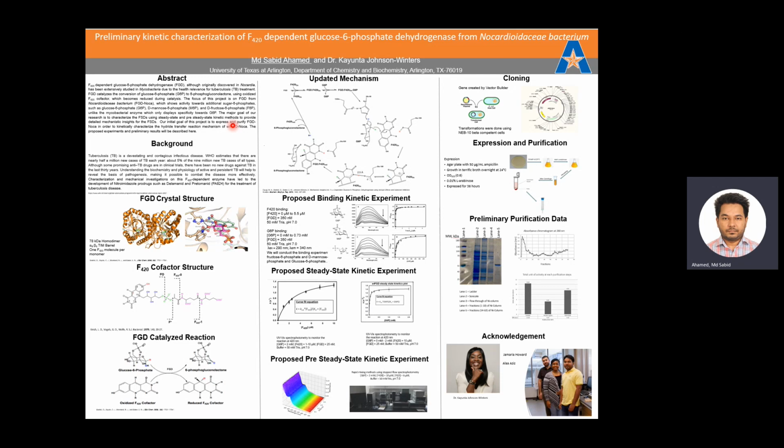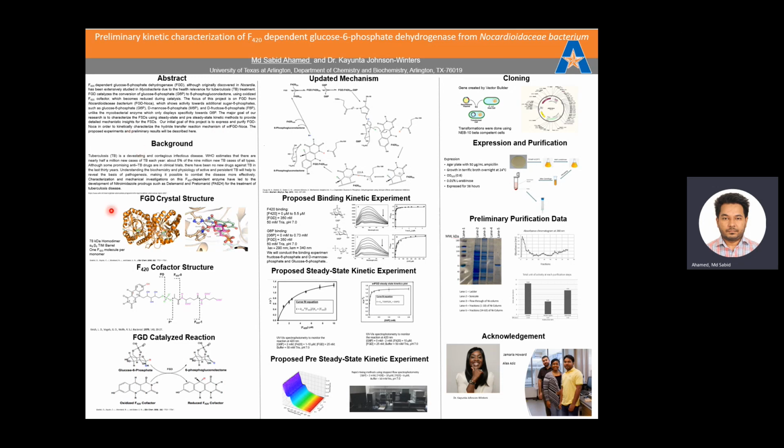F420-dependent enzymes are mechanistically different. FSDs, like F420-dependent sugar 6-phosphate dehydrogenase, are promiscuous towards other substrates. They can turn over multiple types of sugar 6-phosphates. So the major goal of our research is to characterize these FSDs using steady state and pre-steady state kinetic methods to provide detailed mechanistic insight for these FSDs.